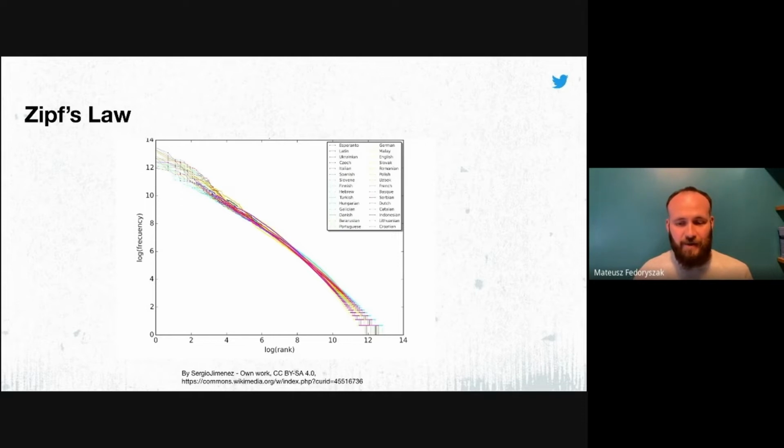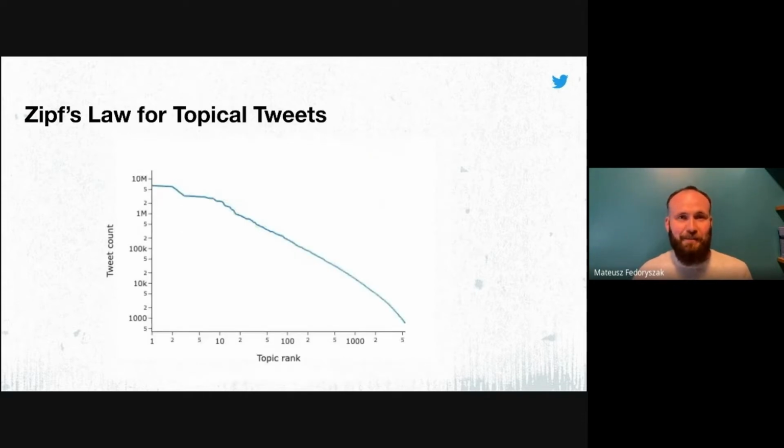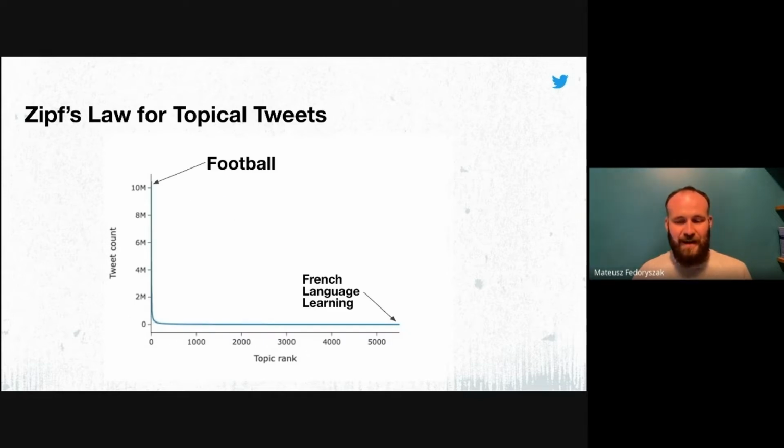And it turns out similar law can be applied to topical tweets. So you can see when you chart on the x-axis the rank of topic in terms of the number of popular tweets, and on the y-axis the actual number of tweets, this law is maintained. Here I have a chart with logarithmic axis to match the Wikipedia one, but when you do normal axis, the phenomenon is even more striking.